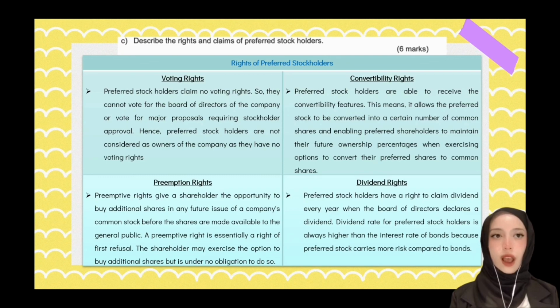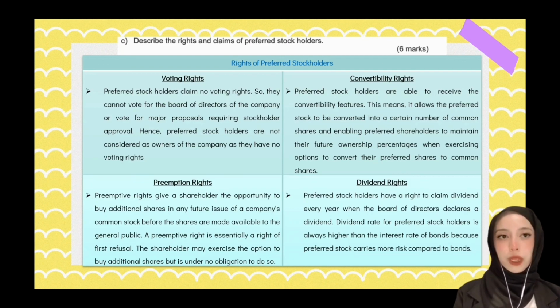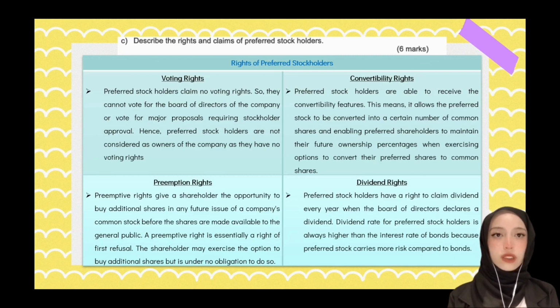Secondly, stockholders have preemptive rights. We need to know what preemptive rights are first. Preemptive rights give a shareholder the opportunity to buy additional shares in any future issue of a company's common stock before the shares are made available to the general public. Therefore, preferred stockholders are able to buy additional shares of a company's common stock, and they will receive a subscription warrant entitling them to buy a number of shares of a new issue. A preemptive right is essentially a right of first refusal. The shareholders may exercise the option to buy the additional shares, but are under no obligation to do so.